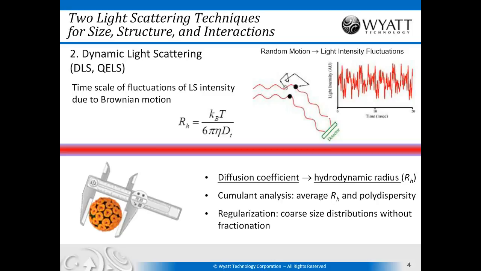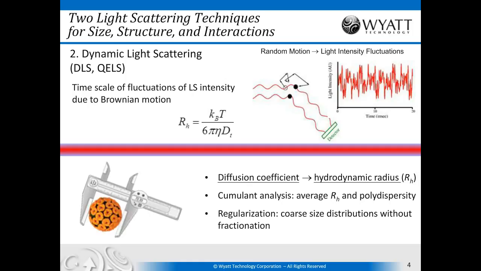So dynamic light scattering, or DLS, from first principles gives you the diffusion coefficient, from which we can calculate an effective hydrodynamic radius. And beyond that, we can do two more advanced types of analyses. One is called the cumulant analysis, and that is good for what's known as a monomodal size distribution that is not too large in range. And so we can calculate an average RH and also a measure of polydispersity, and we'll see what that means a little bit later on.